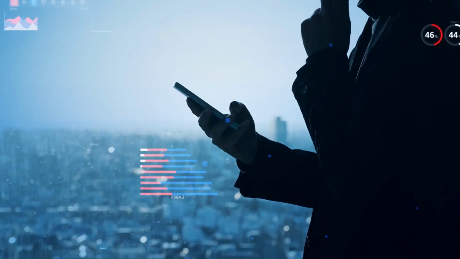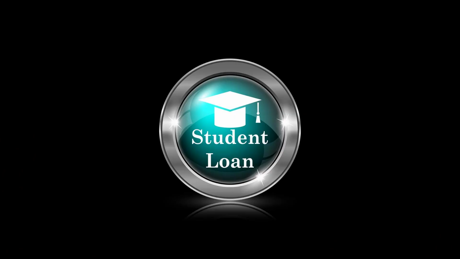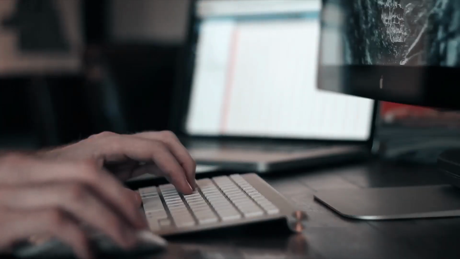Welcome to our guide about student loans and strategies for efficient repayment. Understanding student loans. A student loan is money that you borrow to pay for college, and later on, when you're working, you pay it back.